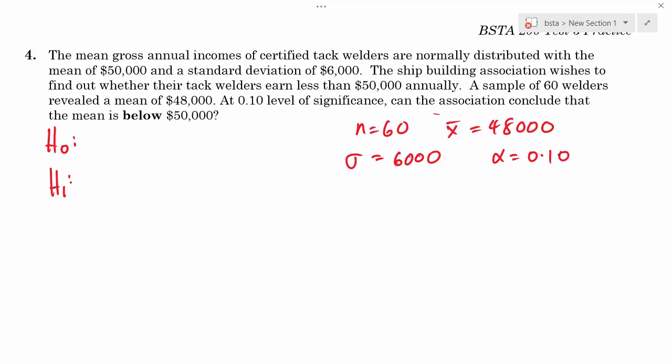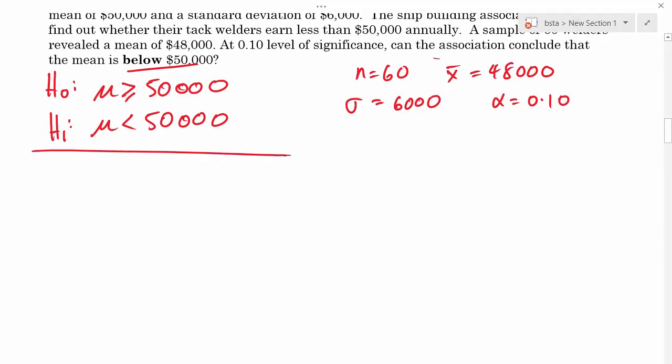Alpha is called the significance level. So the alternative hypothesis, because of the word below here, will be: the mean is less than 50,000. That will be your alternative hypothesis. The null hypothesis will be greater than or equal to 50,000, which will be the opposite, going in the other direction. That part is done.